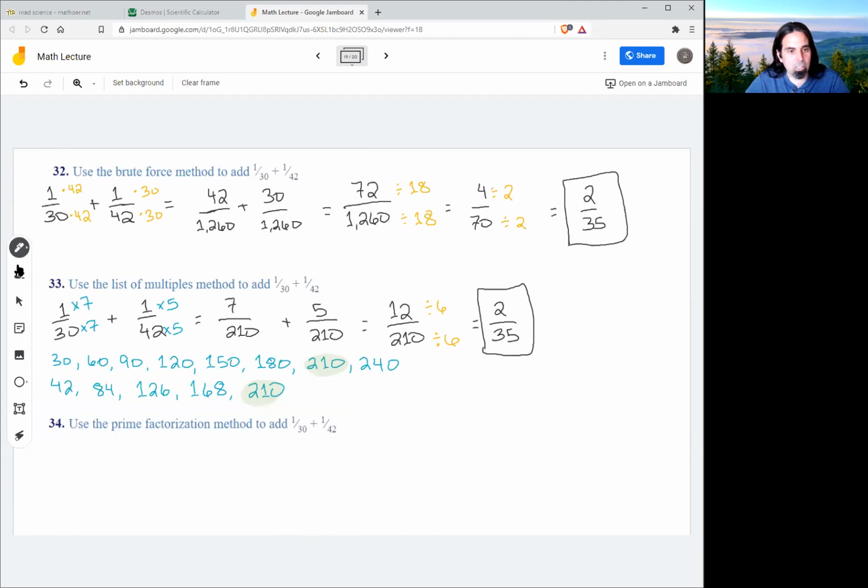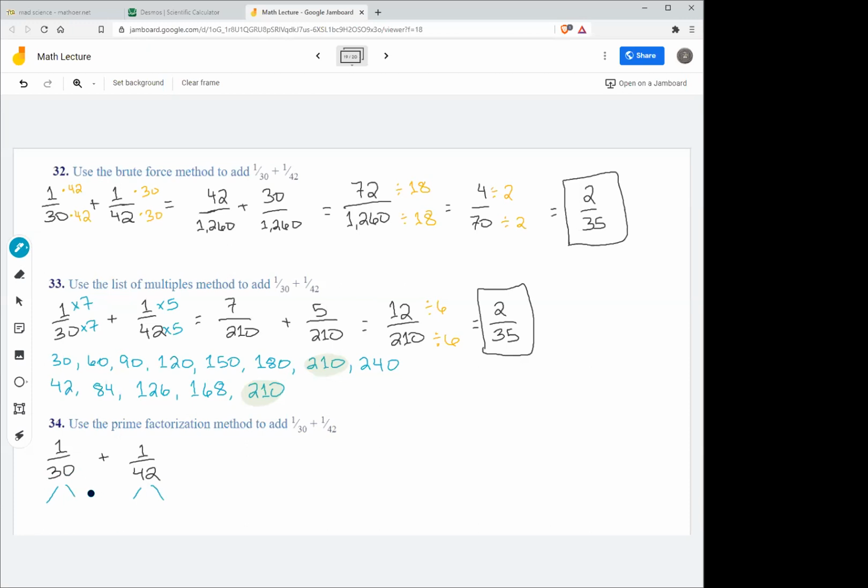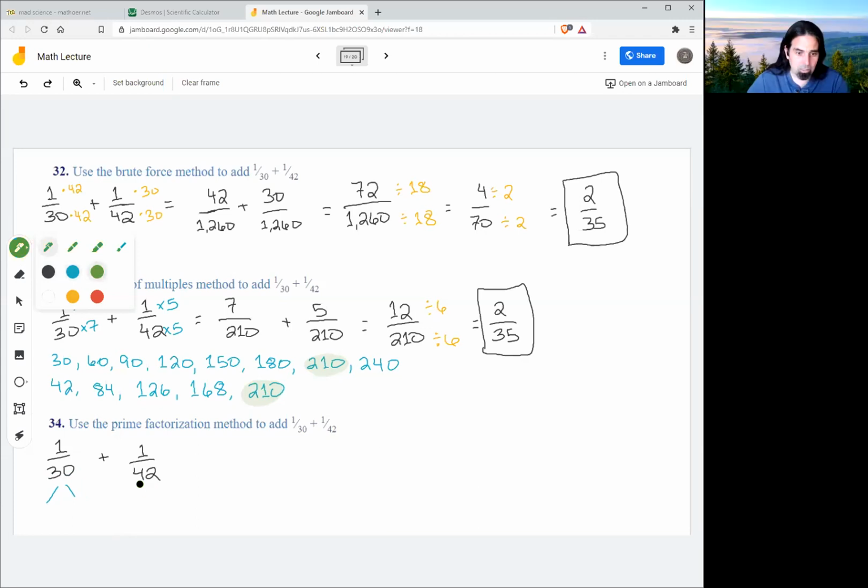Lastly, the prime factorization method, 1/30th and 1/42nd. Now, I don't have to actually go all the way down to primes. I will show you a secret. With this one, what's in common with the 30 and the 42? 2. The 2 is even more than that, 6. This is 6 times 5. This one is 6 times 7.